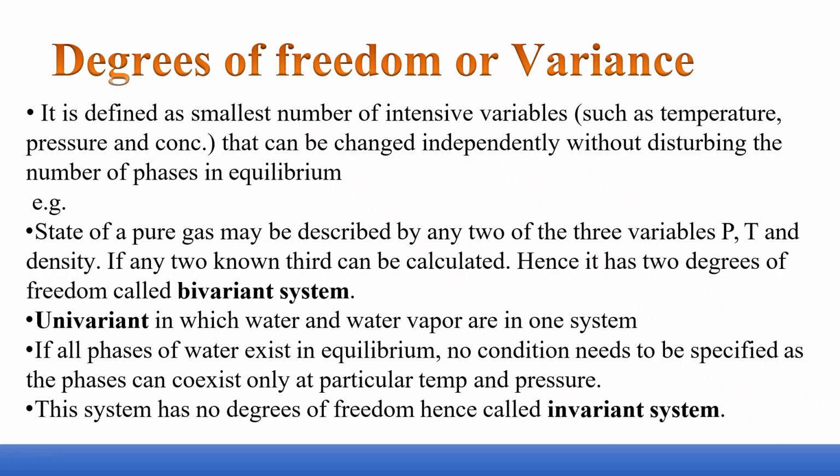As far as the degrees of freedom or variance is concerned, it is defined as the smallest number of intensive variables such as temperature, pressure and concentration that can be changed independently without disturbing the number of phases in equilibrium. If a system has only 1 degree of freedom, we call it univariant, if 2 degrees of freedom, we call it bivariant, and if it has no degrees of freedom, it is called an invariant system.